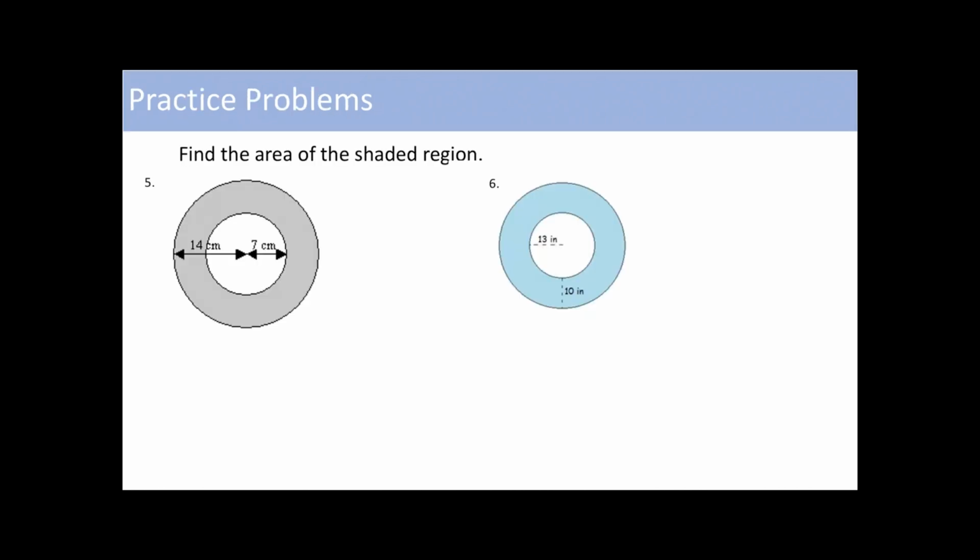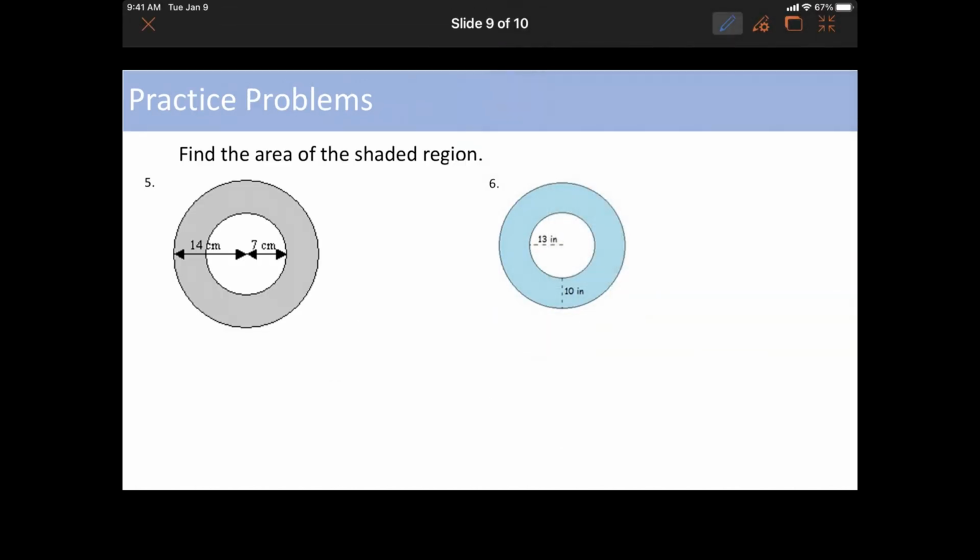All right, so I have two examples. So let's look. The first thing is to determine which is capital R and which is lowercase r. So I'm going to go with capital R. So capital R is from center all the way out. That looks like it's 14. Lowercase r is from the center here. All right, so it is pi r squared minus pi r squared.